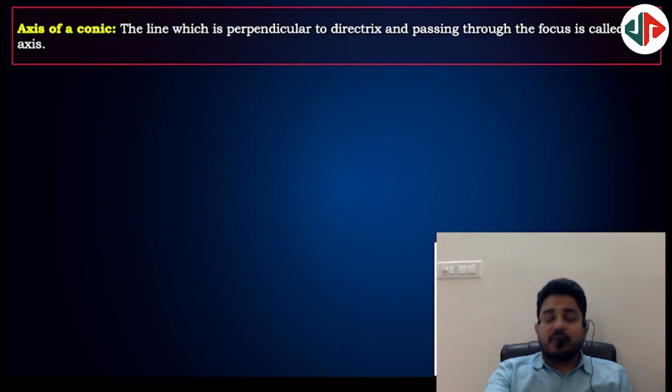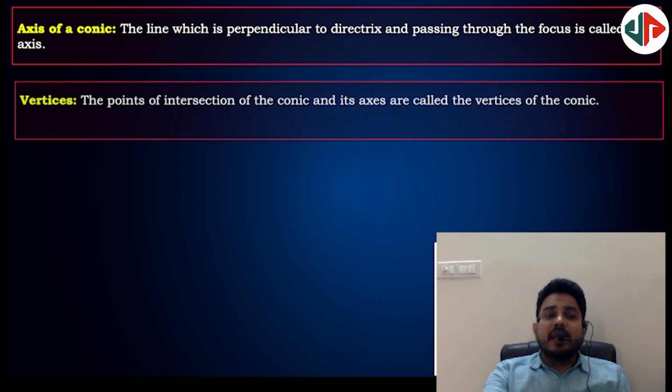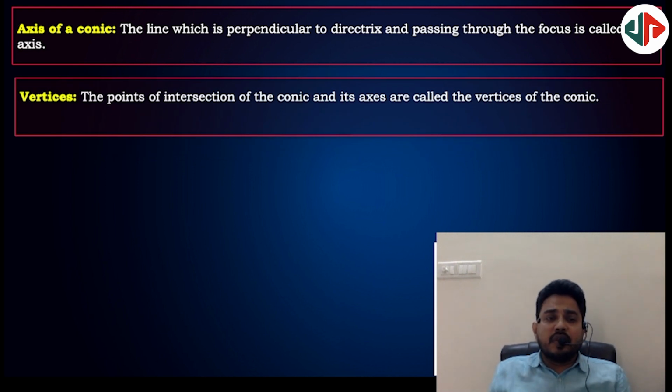So what is the quick recap? What is the axis of the conic? The axis of the conic is the line which is perpendicular to the directrix and passes through the focus. The same thing can be said in another way: the line of symmetry is also called the axis of the conic.